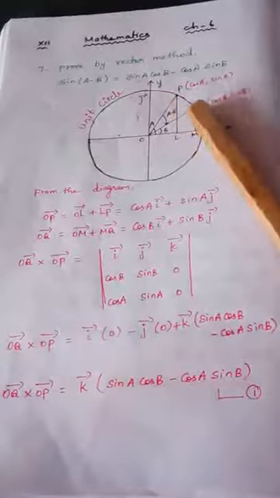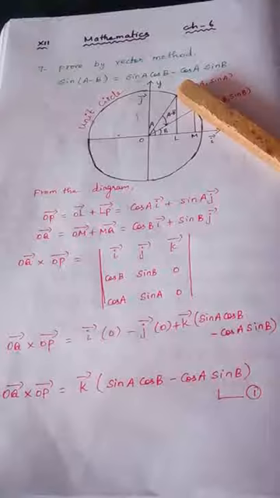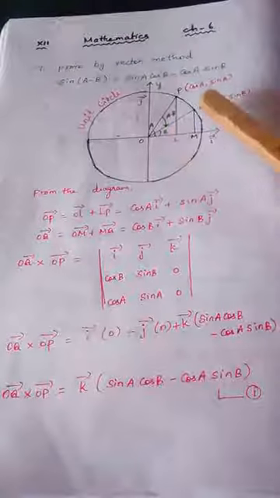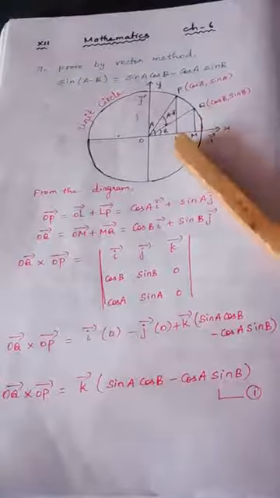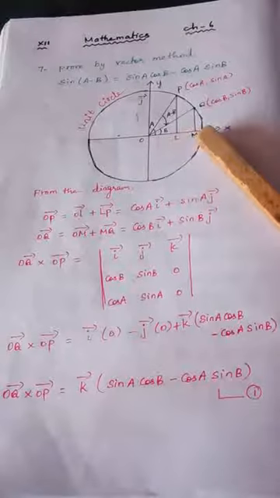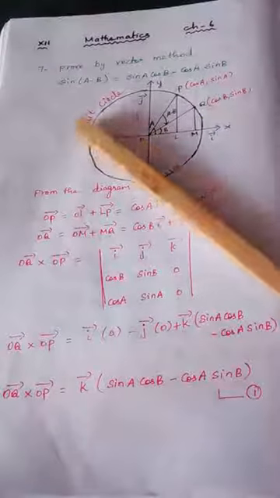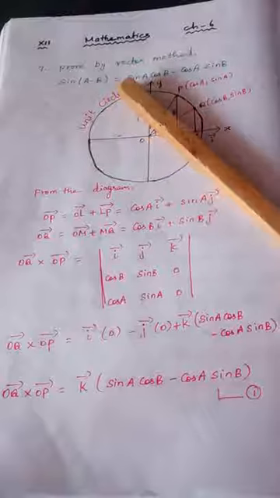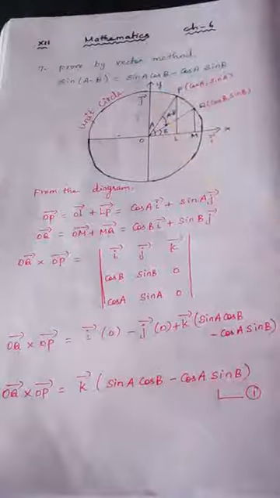So we mark 2 points P and Q. And after that we will draw perpendicular lines from P to x-axis and from Q to x-axis. They meet the x-axis at L and M respectively. So this is the diagram. The name of the circle is unit circle. The reason is the radius of the circle will be 1 unit.